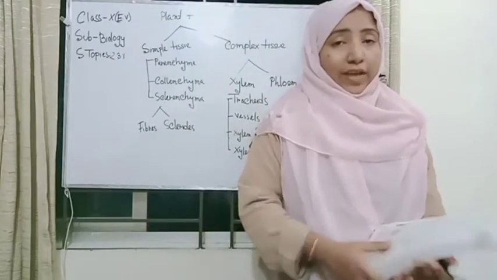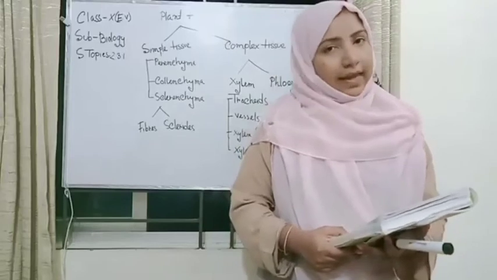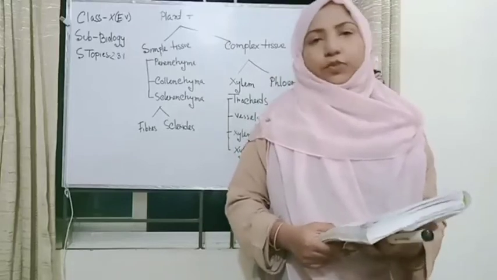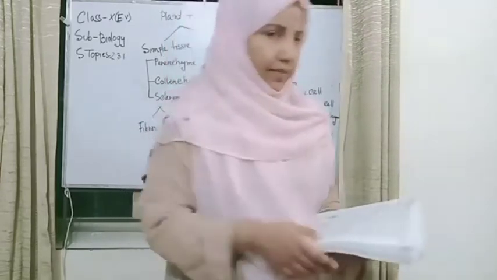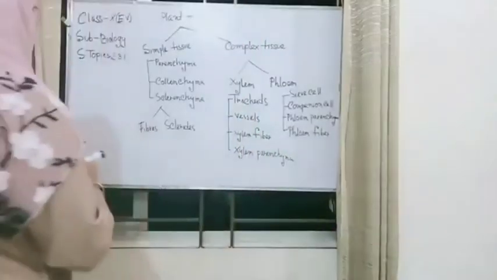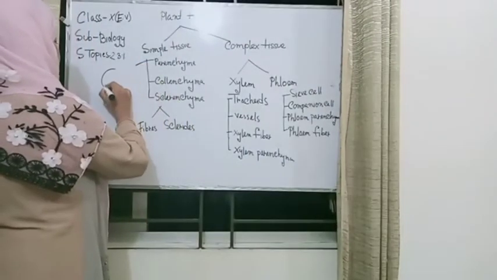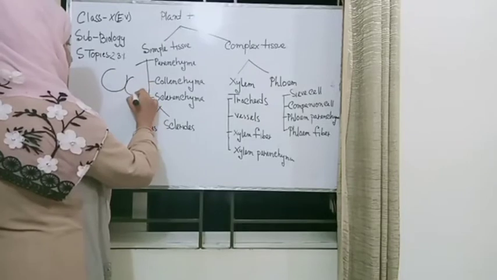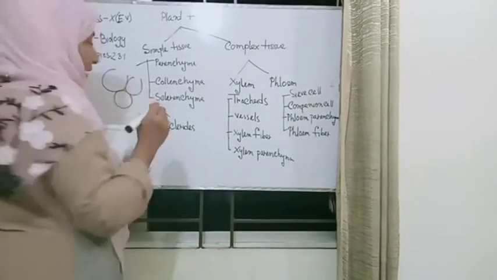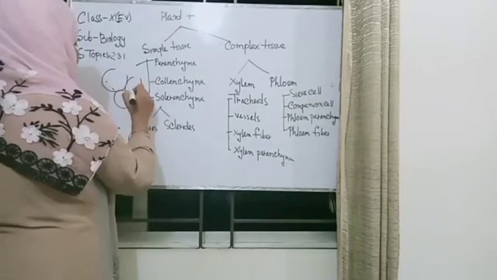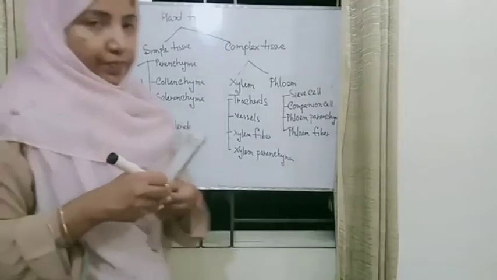Here we will discuss the simple tissue. Again, first the simple tissue. They are basically of three types. The first type is the parenchyma tissue. My dear students, I have just drawn this structure, the thin layer structure. It also has the intercellular space, and it also has the protoplasm, and the middle and center point is the nucleus.